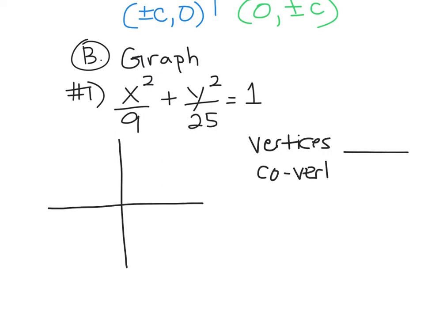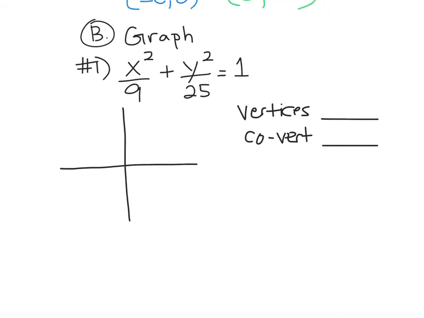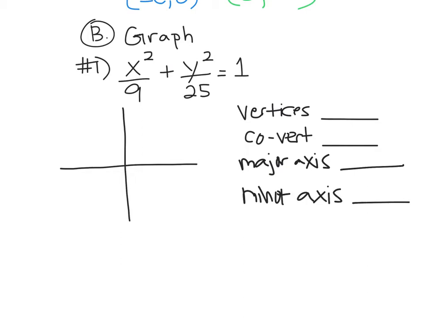We're going to find out what the co-vertices are. So these problems, a lot of times they won't ask you for all of this stuff, but it's good to do it. You will have to do it on a test or quiz. You'll have to find all these things. We're going to find the major axis length. We're going to find the minor axis length. And these won't be too hard. And then finally, the last thing we're going to find are the foci. That's going to be the trickiest part of all. We'll save that for last.